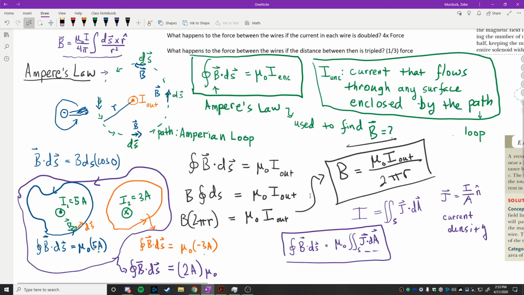Okay, that's Ampere's law, the theory behind it, and stuff like that. Do you guys have any questions?